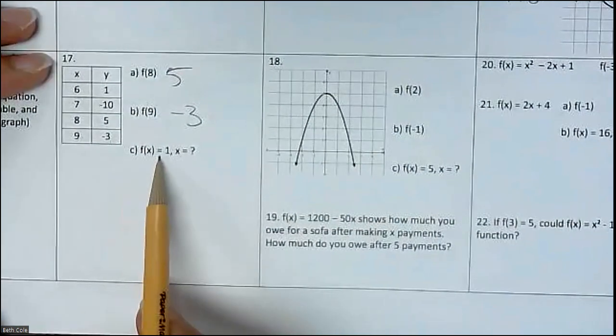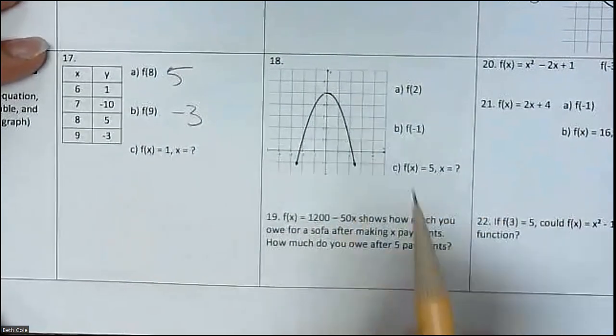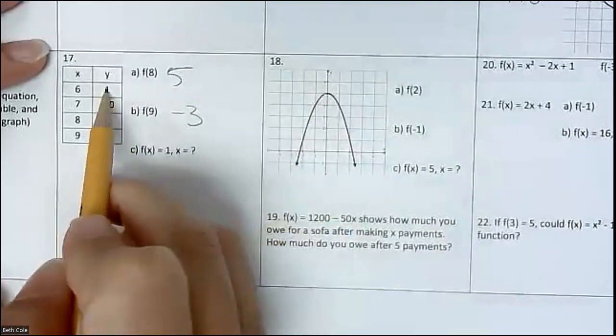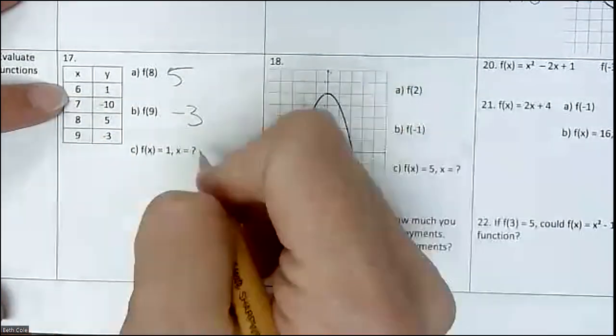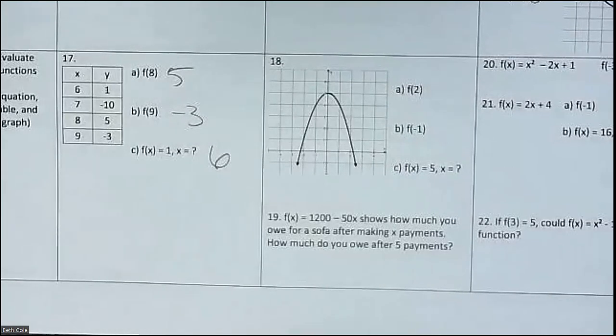Now this one's backwards. It says if f of x is 1, and remember f of x represents y, that's the output. If y is 1, what's x? 6. Okay, good. So those are simple, but you need to be able to read a table.